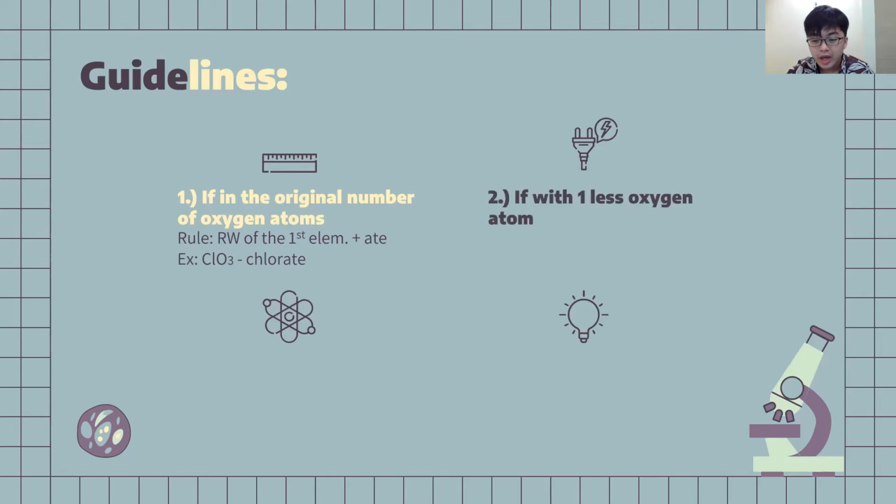Next, we have if it is with one less oxygen atom. The rule here is root word of the first element plus I instead of 8. For example, we use again ClO3. Here is ClO2. The original is ClO3, but here it is ClO2, which means it is with one less oxygen atom. So chlorine plus I will make it chlorite.